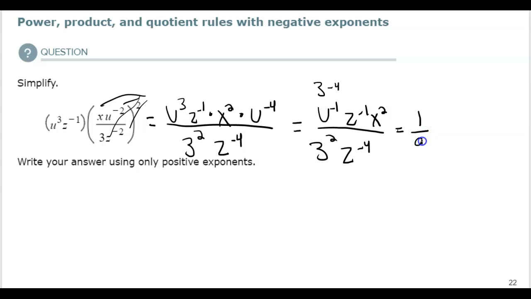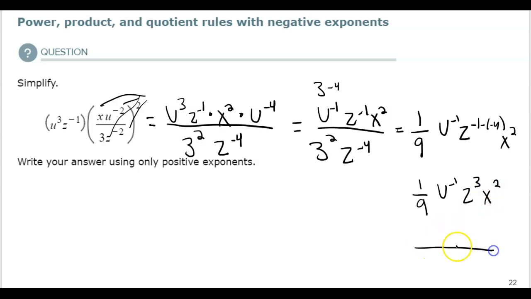So I'm just going to do my constants. X squared. Now I can write, I know my 9 is in the denominator, my u is in the denominator, my z is in the numerator, and my x is in the numerator. So this is all for skill 5. Good job, you guys.